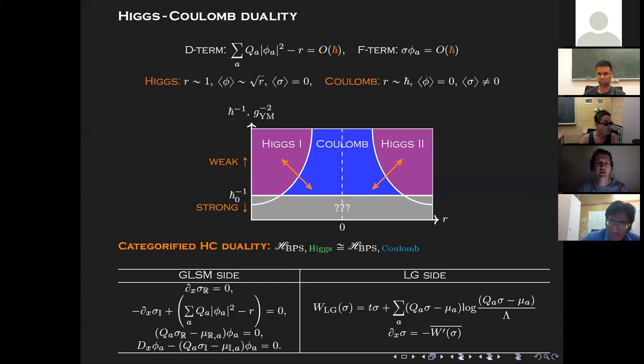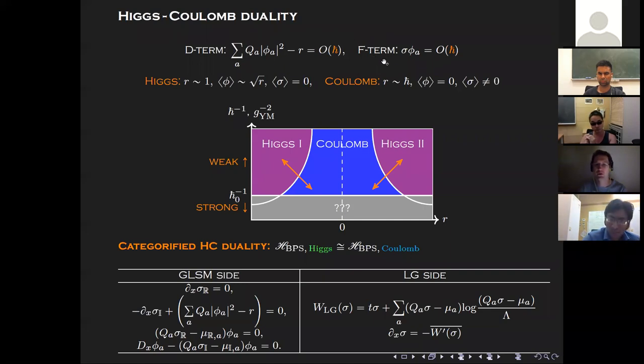Let me also briefly review the subject of this Higgs-Coulomb duality. So in my gauged linear sigma models, I will have vacua, and vacua are described canonically by two types of terms, D term and F term. Again, here I would go through only the case of abelian gauge theories for simplicity. And I have substituted the right hand side. Usually it's zero, but I used order of h bar to remind ourselves that I require the vacuum expectation values of my fields to satisfy these relations only up to quantum corrections that are of order h bar.